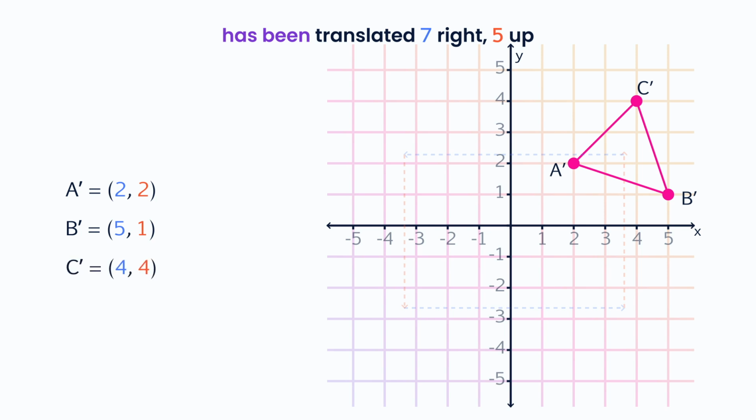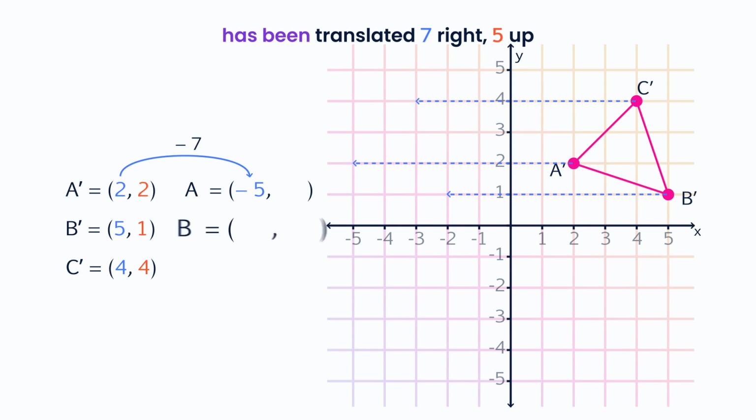First, let's start by calculating the x-coordinates of the original triangle, ABC, by subtracting 7 units from the x-coordinates of the translated triangle. Remember, you subtract 7 units because you are moving left. This gives you the x-coordinate of point A, which is found by taking 2 minus 7, which is minus 5. The x-coordinate of point B is equal to 5 minus 7, which is minus 2. And finally, the x-coordinate of point C is equal to 4 minus 7, which is minus 3.